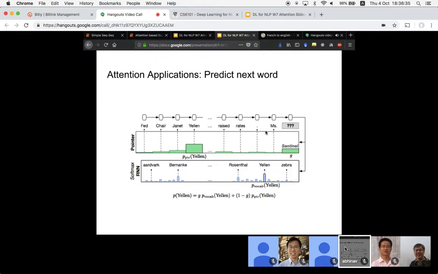You just look at these green boxes. In this case, you calculate the score of each of the previously appeared words, and then you apply a softmax. Then Yellen is the most probable one, and we will use that. So this is a very simple idea, and previously people already raised it. This is actually read from a paper.